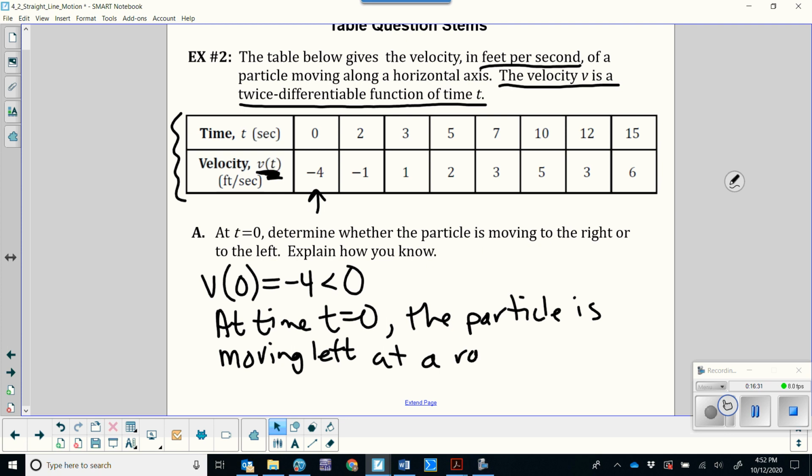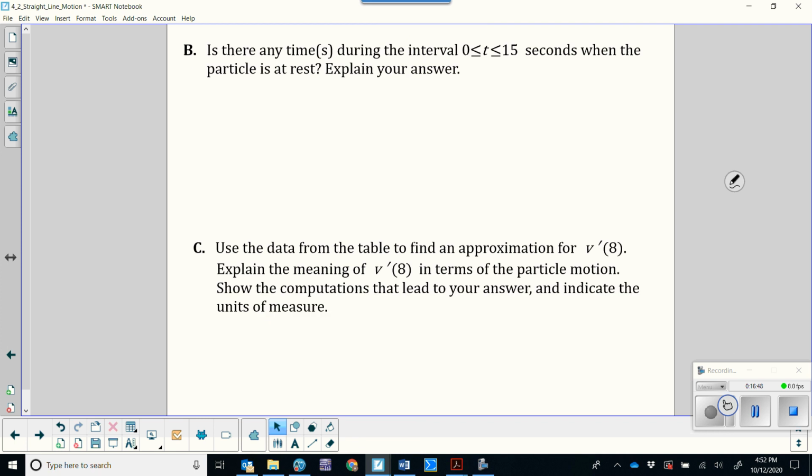at a rate of 4 feet per second. And make sure you have your units, okay? Velocity was given in feet per second. So it's a really simple question because I don't have to find the derivative. They already gave me the answers for that, okay?